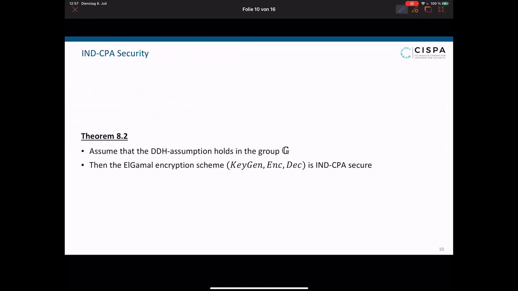So what does the following theorem state? First we assume that the DDH assumption holds in this group G, or in this group ensemble, if we generate the group G on the fly in keygen. So if the group G is fixed, we assume it holds in this group, or if the group is generated by keygen, as I wrote it here, then we assume that it holds in this ensemble.